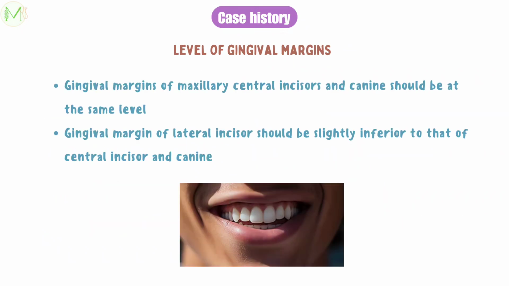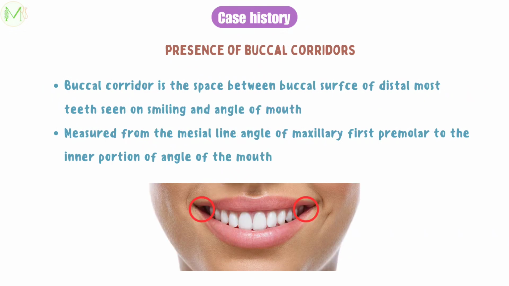Levels of gingival margin. The gingival margin of the maxillary central incisor and canine should be at the same level, whereas the gingival margin of the lateral incisor should be slightly inferior to the marginal height of the central incisor and canine. Presence of buccal corridors. Buccal corridor is the space between the buccal surface of the distalmost teeth seen on smiling, which is mostly premolar, and the angle of the mouth. The buccal corridors can be measured from the mesial line angle of the maxillary first premolar to the inner portion of the angle of the mouth.